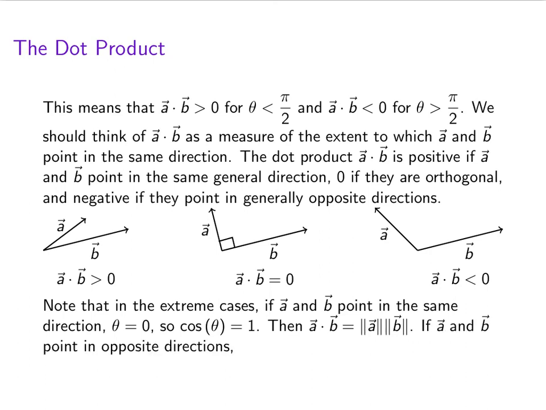What happens if a and b point in exactly opposite directions? So not generally opposite directions, but exactly opposite directions. Then theta is equal to pi, and then we'll get cosine theta is equal to negative 1. And in that case, a dot b is equal to the negative of the length of a times the length of b.